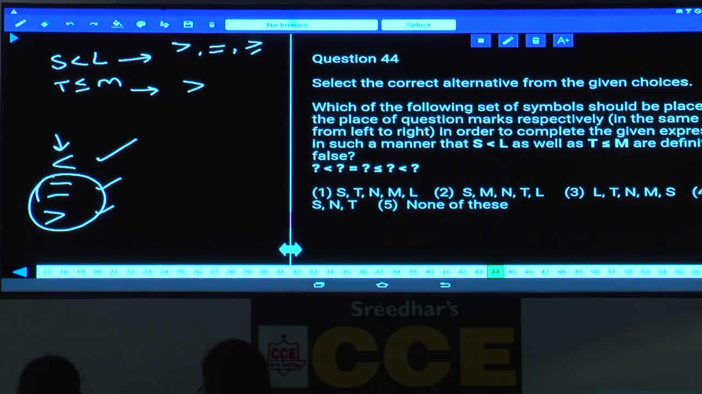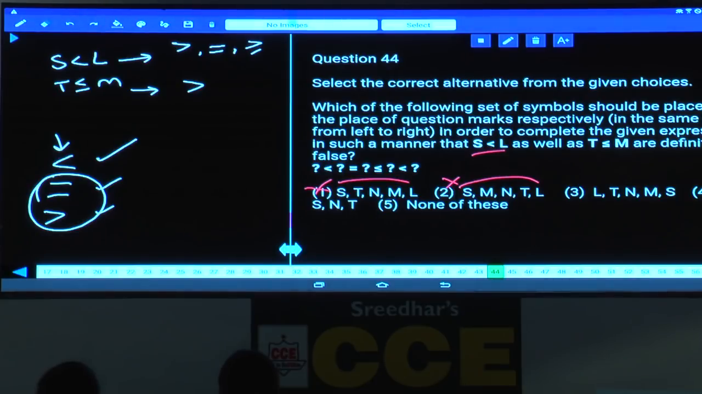Now question number 44, tell me what is your answer here. Now 44, then S, T, N, M, L. If between S and L, S is what? S is lesser than L, that is what we are getting here. As S is lesser than L, it is true but not false. Choice 1 cannot be your answer. Again between S and L, S lesser than L is true. Hence S lesser than L false is false.